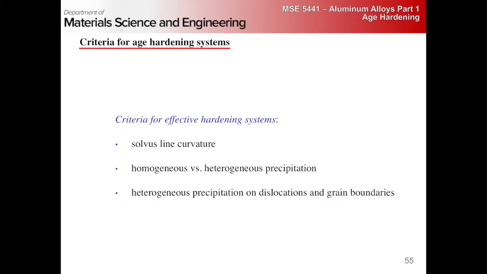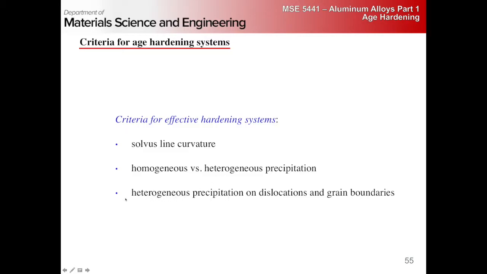So what makes a good hardening system? A couple times over the course of this bit, I talked about the solvus line curvature, right, or how turned over the solvus line is on the phase diagram, right? We talked about homogeneous nucleation of a fine dispersion versus heterogeneous nucleation at defects that lead to a coarser precipitate structure.